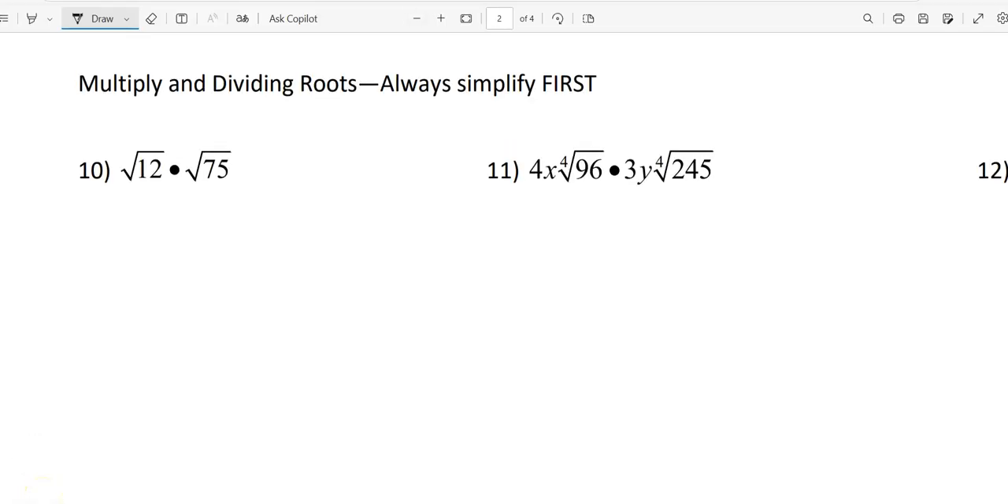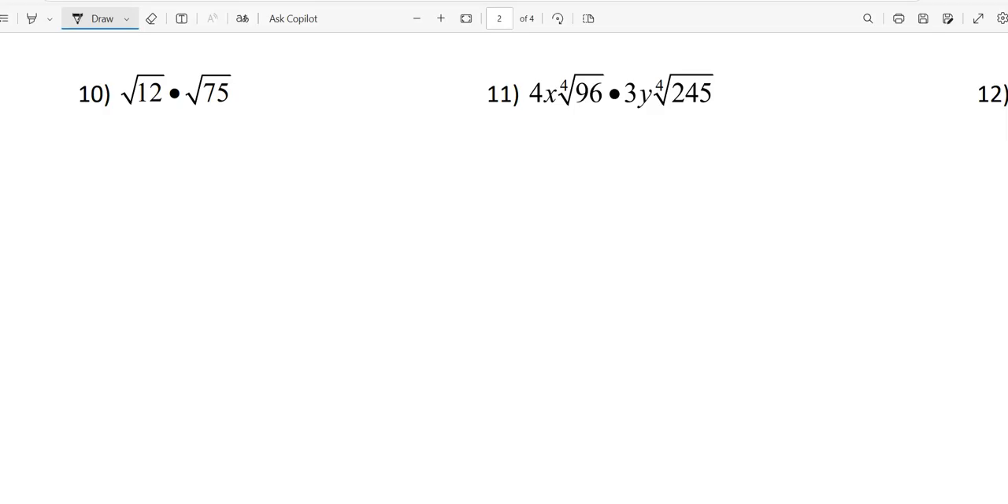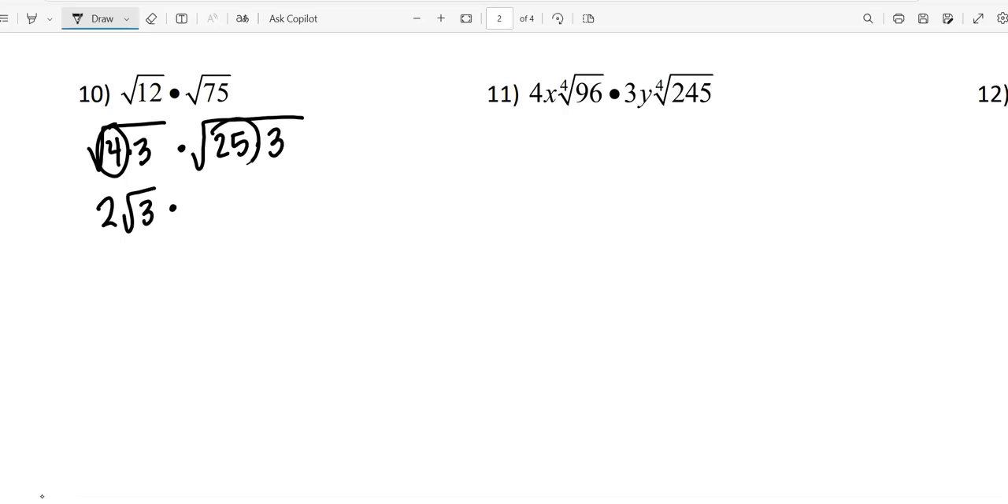Dividing is nicer. I would simplify first, though, so that your numbers aren't so crazy, because I would rather find my perfect square factors of 12 and 75 than find my perfect square factors of whatever 12 times 75 is. So, perfect square factor of 12, what is it? 4 times 3, and I've got times, what's the perfect square factor of 75? 25 times 3, good. The square root of 4 is 2 square root of 3 times the square root of 25 is 5 square root of 3.